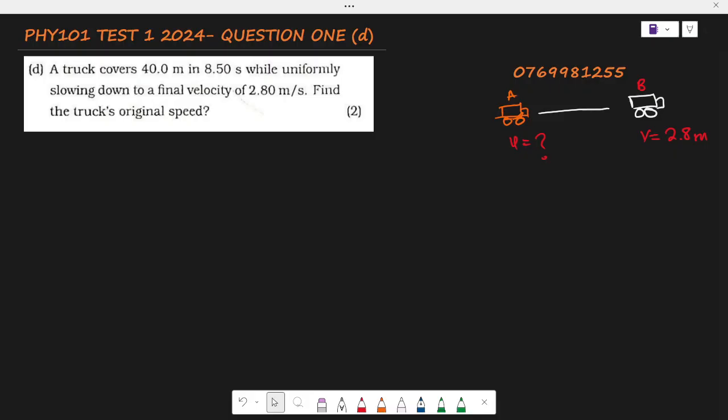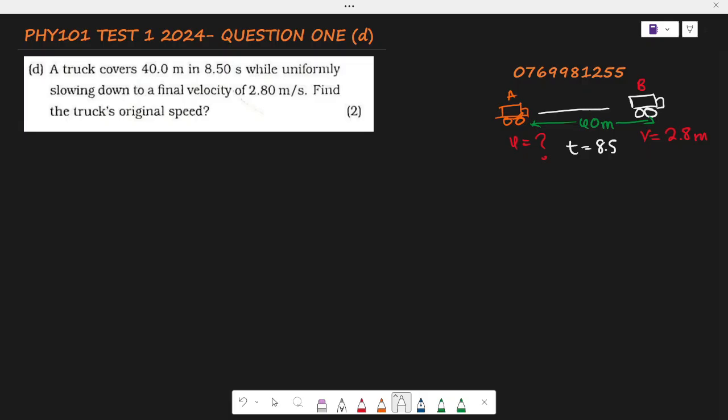Okay. The distance traveled during this period of 8.5 seconds, we are told to say it's 40 meters. Interesting. Now, and the time taken for us to move these 40 meters, we know that this time t is 8.5 seconds. So now we're being asked to find the original speed, or to say the initial speed at which the track was moving before it started slowing down.